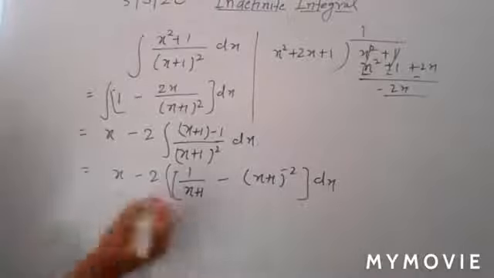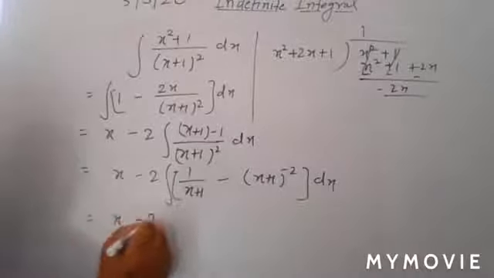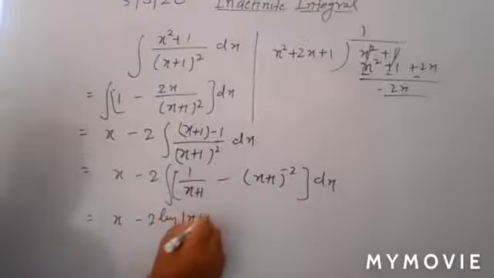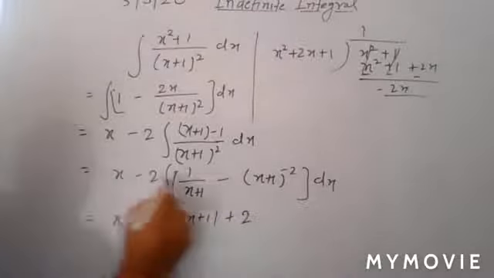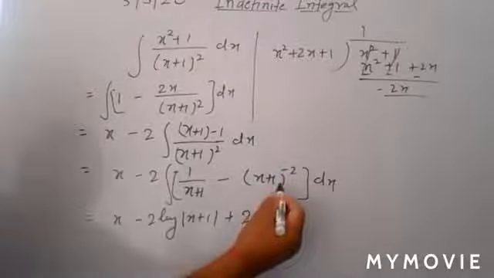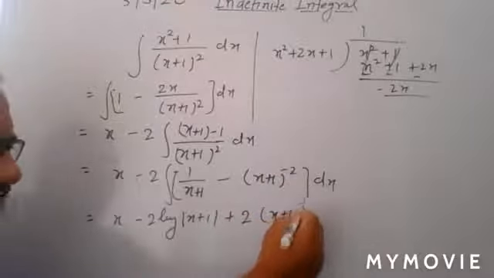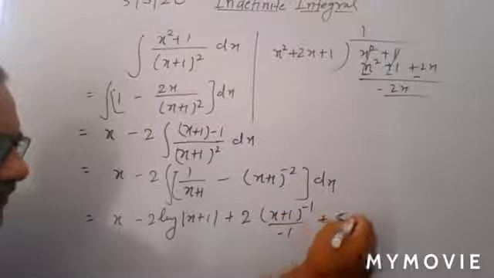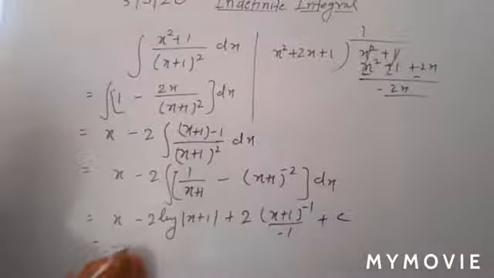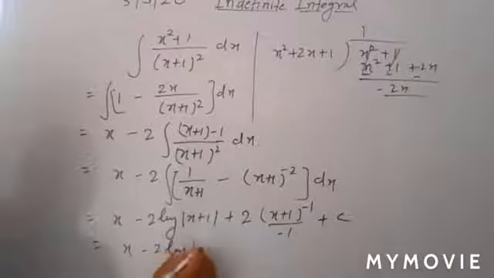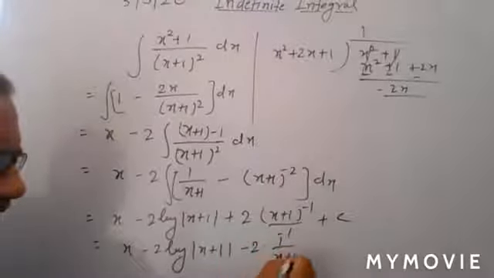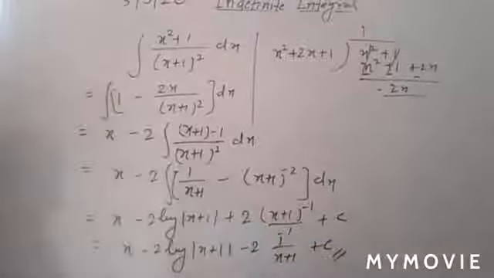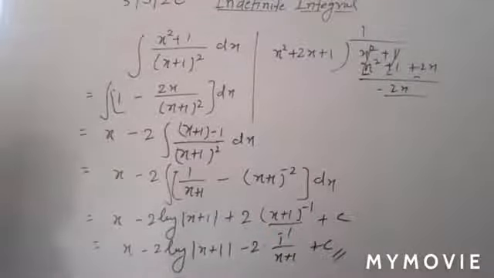So if you integrate it, you have x minus 2 log of (x plus 1), and here you have plus 2. This 2 is multiplying here also, and if you integrate here, you have (x plus 1) whole power minus 1 upon minus 1, plus c, okay. That is equal to x minus 2 log of (x plus 1), and here you have minus 2 into 1 upon (x plus 1), plus c. So that is your final result. Understand? Noted.